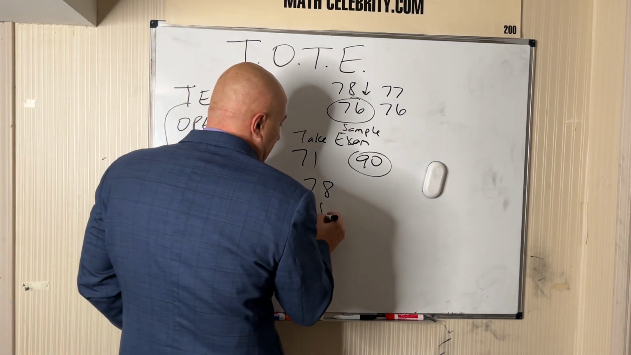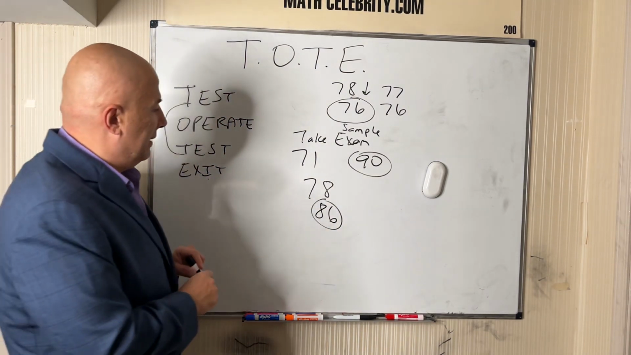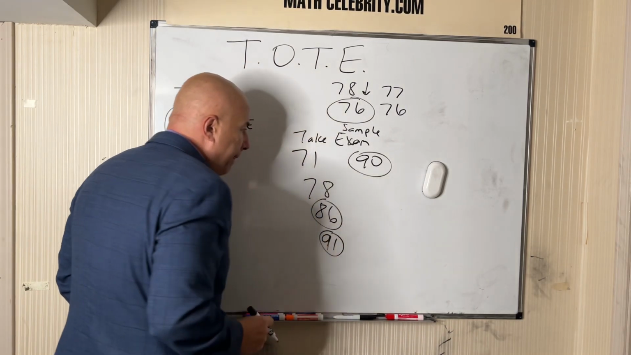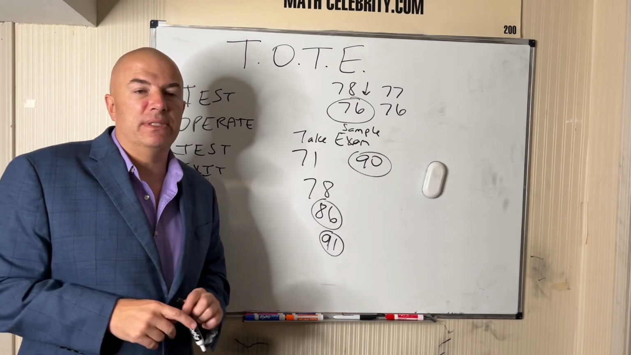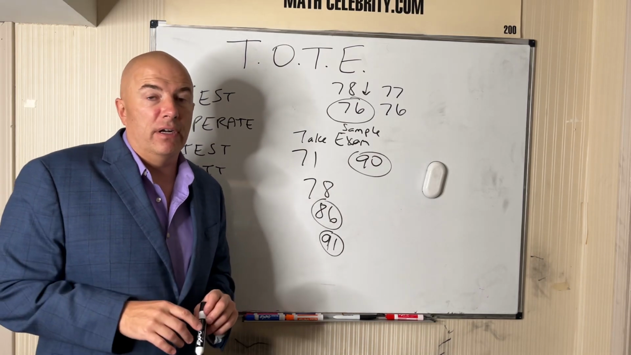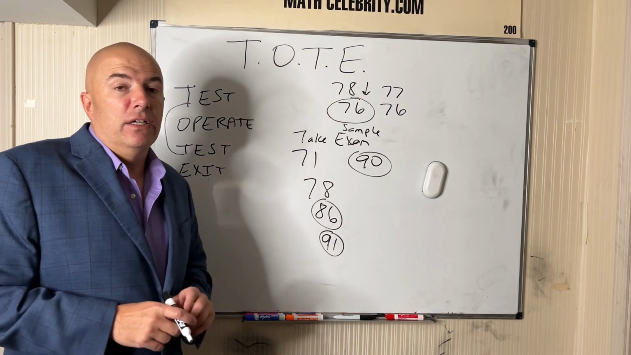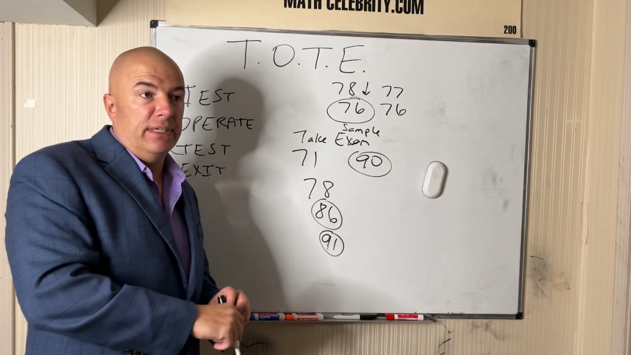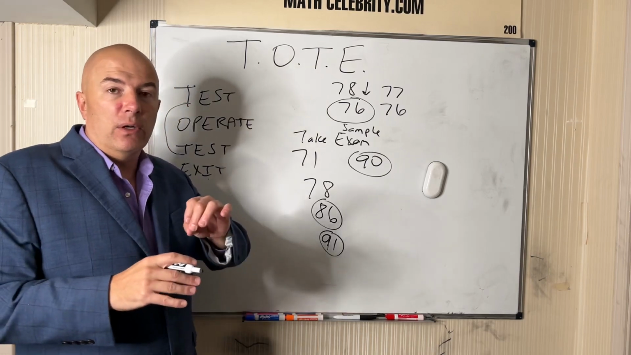Take the exam again, 86. We're getting closer. Go back, operate, study a little more. Next time we get a 91. So the key here with T.O.T.E is, and there's a lot of students that do this undercover, sometimes the first exam score they get is like a 48. What they're doing is they're testing themselves on the material first. They're gathering what they did wrong, writing it down, and then they're going to go study.